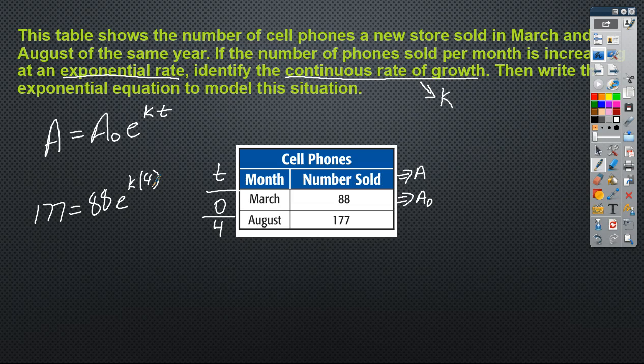All right. And what's the key about finding your k is that very little changes to k have a huge difference to actual answers. So what you want to do is keep everything in fraction form for as long as possible before you find out what k is. So here we go. I divide both sides by 88. I have 177 over 88 is equal to e to the kt. But t in this case is 4.